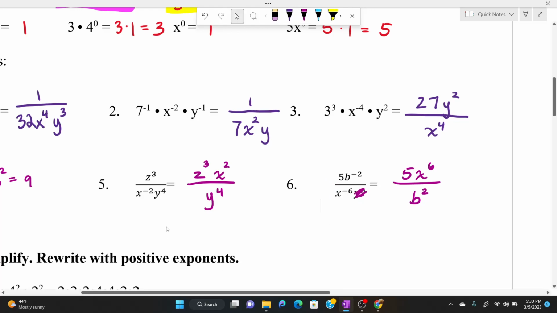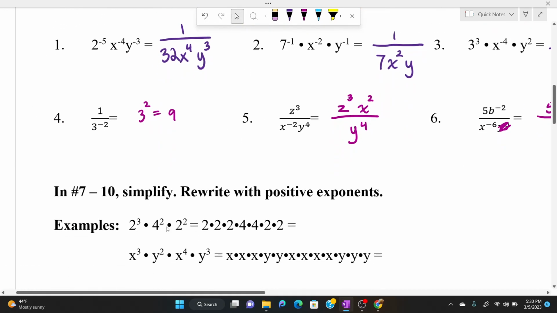All right, moving right along. Numbers 7 through 10.